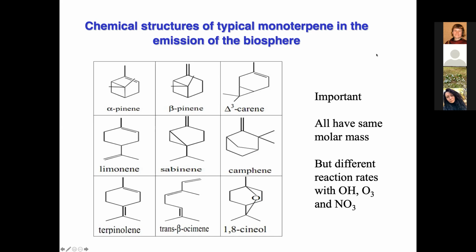All have the same molar mass. They're all 136. There's always this C10H16. But they have different reaction rates with OH, ozone, and NO3. And this depends also on the double bond, where it is. Is it inside or is it outside? Limonene, as you can see, has 2, so it's more reactive. It has a double bond here and here. So that's the difference.